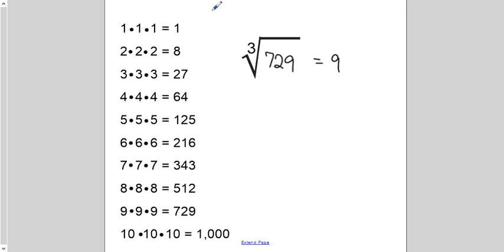What I would recommend is, if during a quiz or test you came across some cube roots that you didn't know, start at whatever level you don't have memorized, maybe with the 4s. 4 times 4 is 16, 16 times 4 is 64, and just make this list off to the side, and it'll get you through the cube roots in no time.